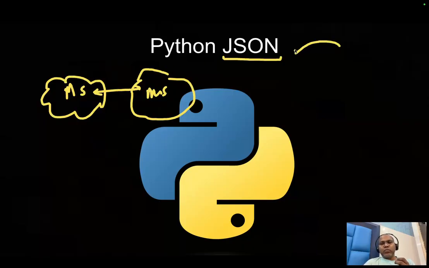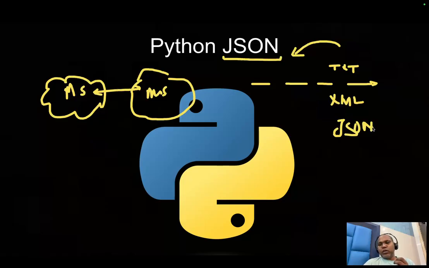Nowadays, the most common formats: your service one can send the data in the form of maybe text format, maybe XML format, maybe JSON format. Nowadays JSON is the most popular, and almost every application is exchanging, sending or receiving data in the form of JSON. So today we are going to talk about the very basics.